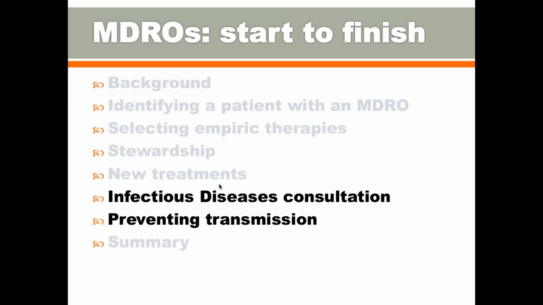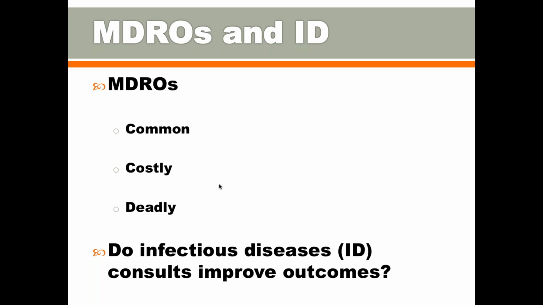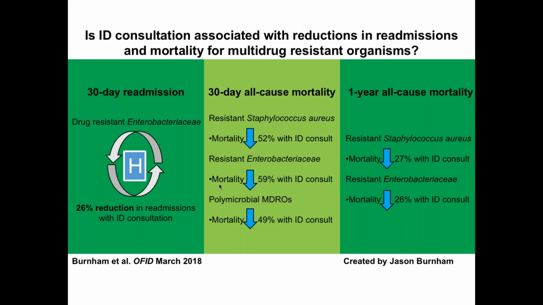So we talked a little bit about the treatments and stewardship and durations. I want to talk a little bit about infectious disease consults and how to maybe prevent transmission of these pathogens. Going through this talk, we talked about how MDROs are common, they're costly, and they're deadly. So what is the role of infectious disease consults for these patients? This is some work we did at WashU, but there's data like this from other institutions as well.